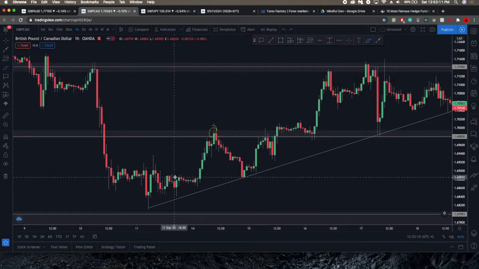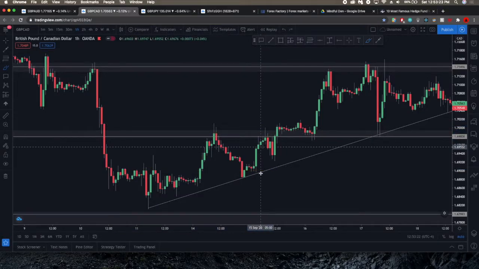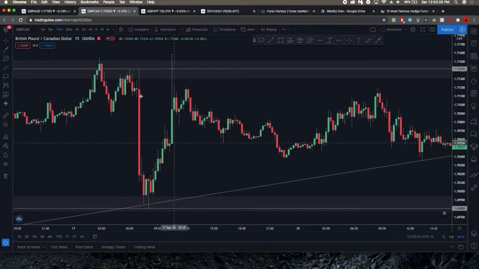Rejected this area right here. And once price started coming back above here and staying above, we knew that, okay, we could potentially come back up to this high, right? And I even put this on my story as well.